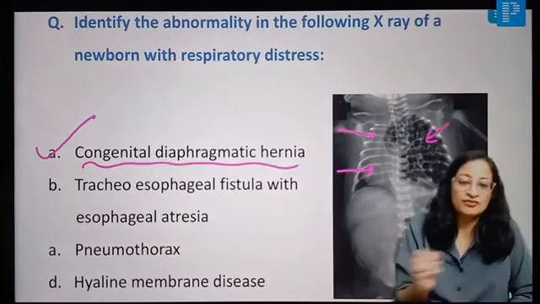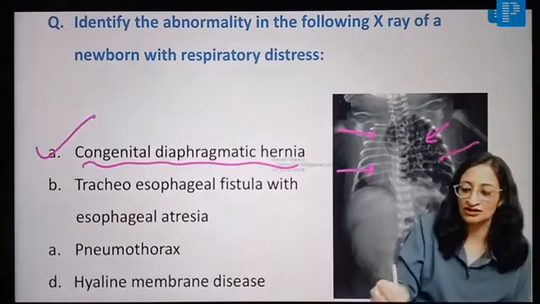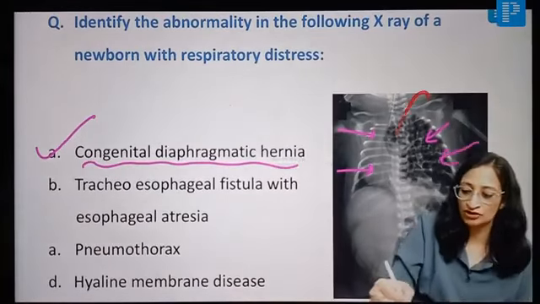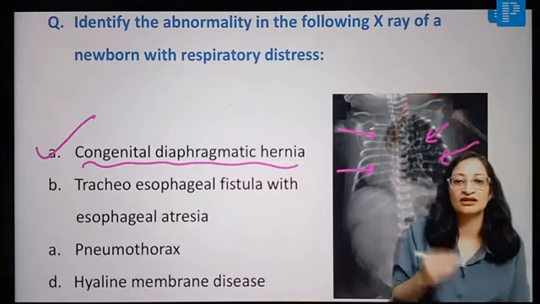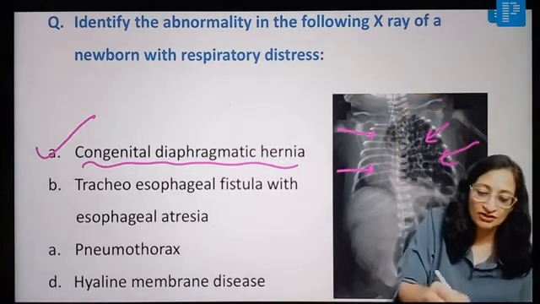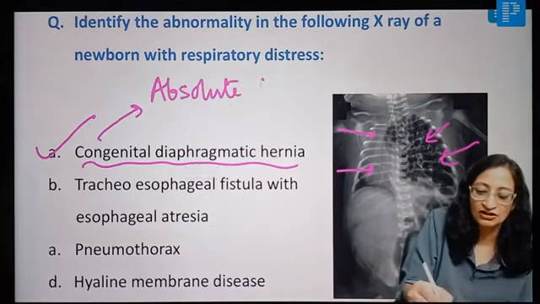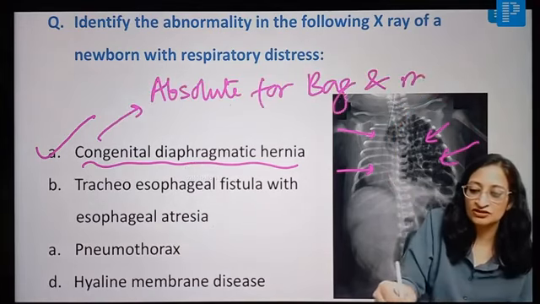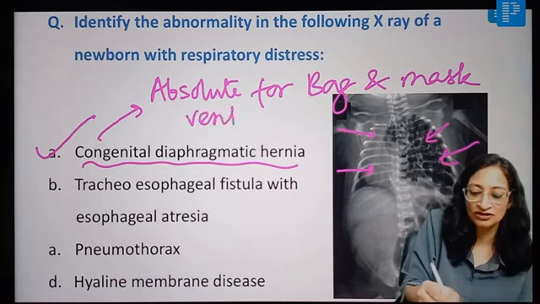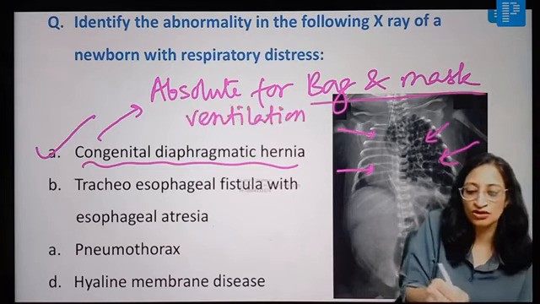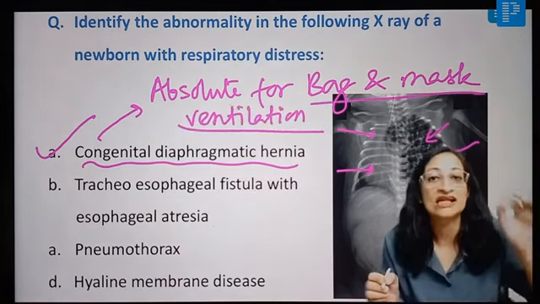Congenital diaphragmatic hernia has come multiple times as a spotter. You can see that the bowel gas shadows are there in the thorax. I'm sure all of you are able to appreciate these bowel gas shadows in the thorax, right? It is congenital diaphragmatic hernia. Now remember, this is an absolute contraindication for bag and mask ventilation. If it is a known case of congenital diaphragmatic hernia, or if you suspect it, you must not do bag and mask ventilation. If the baby has distress, you have to intubate the baby.